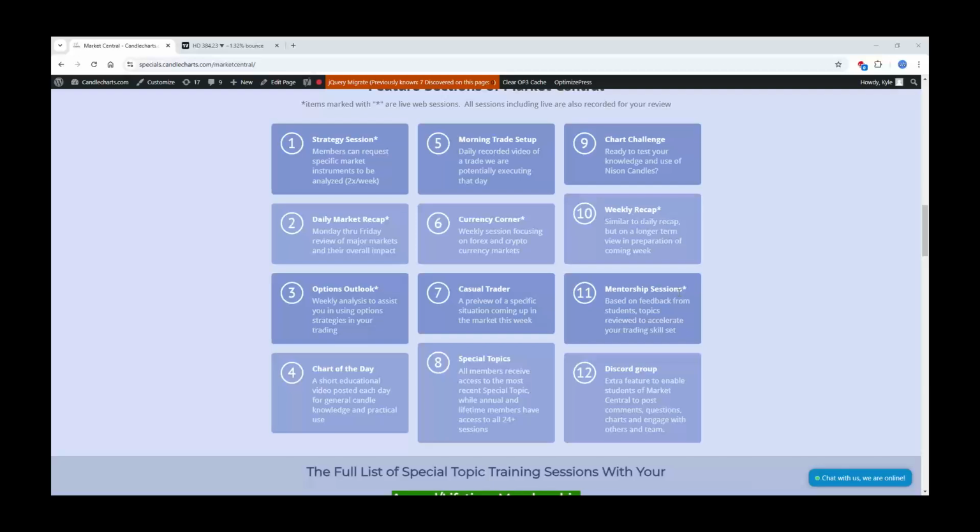So even if Steve didn't cover a market today that you actually trade, you would be able to learn how Steve analyzes charts, but you'd also be able to request your chart in a strategy session that we do twice a week. That by itself, if you really think about it, could easily be worth what a lifetime membership is.